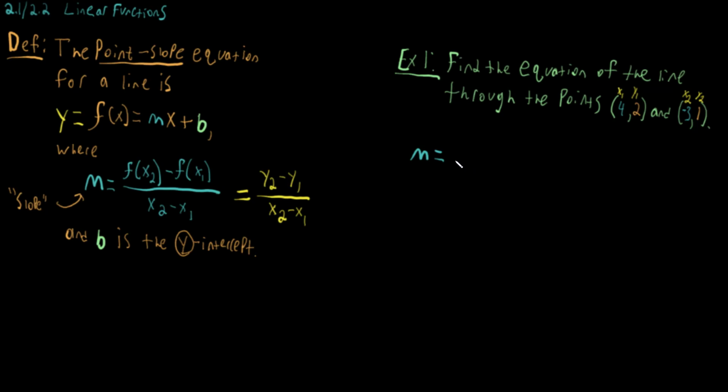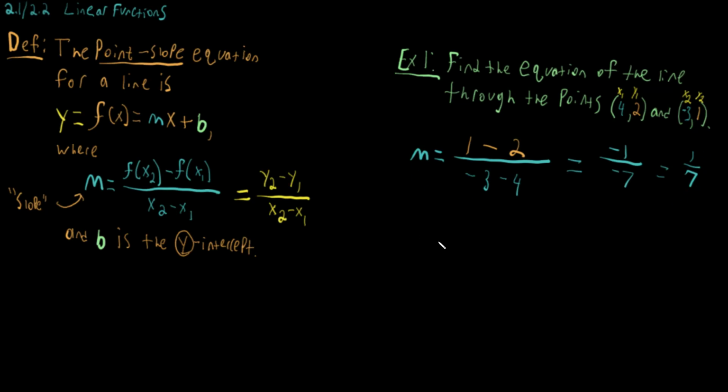Let's just plug everything in real quick. On top we have y2 minus y1, that is your rise. So we have 1 minus 2 on the top. And then on the bottom it's negative 3 minus 4, x2 minus x1. And that's all equal to, well, 1 minus 2 on the top is negative 1. Negative 3 minus 4 is negative 7. So this whole thing, negative divided by negative, is positive 1/7. So your slope is 1/7.